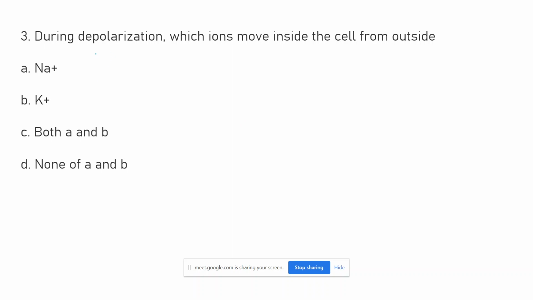So again, we have this question: during depolarization, which ions move inside the cell from outside? Do sodium ions move inside? Do potassium ions, or do both kinds of ions move inside, or none of the above? If you know the answer, you can write it in the chat box.